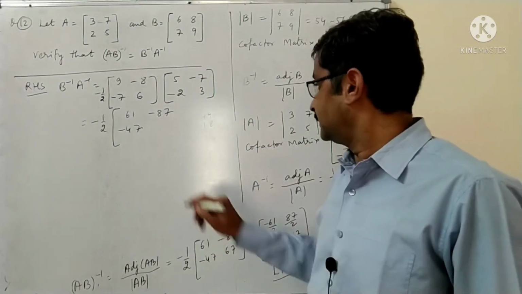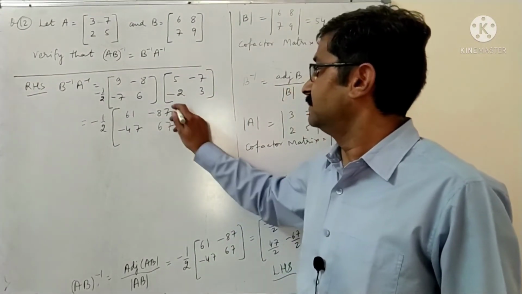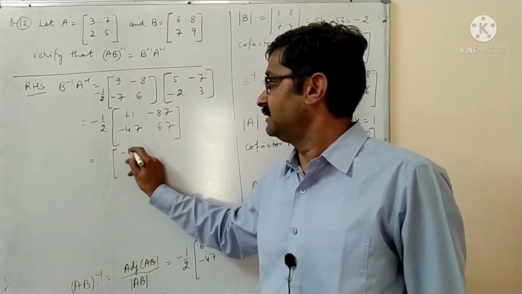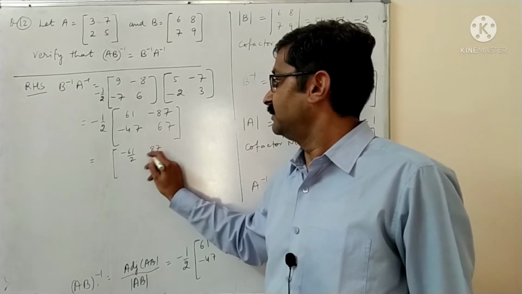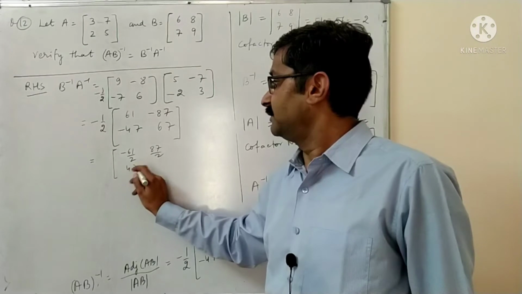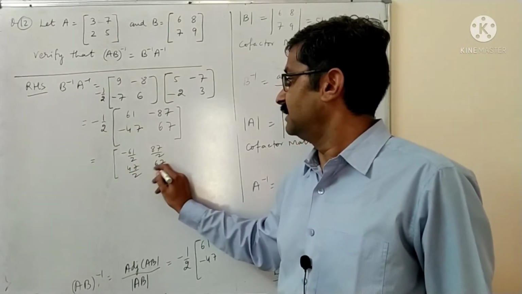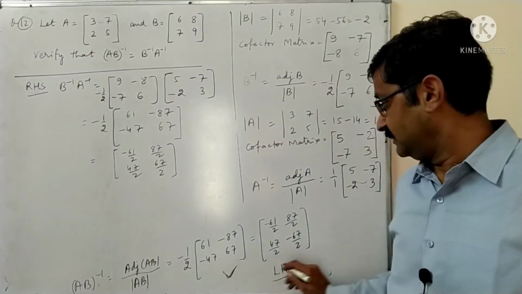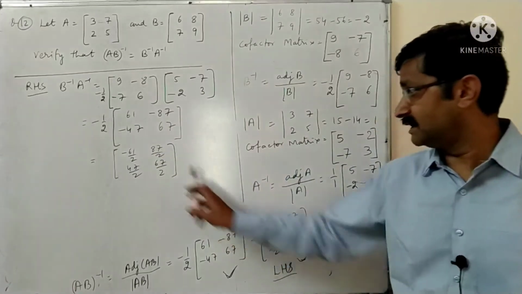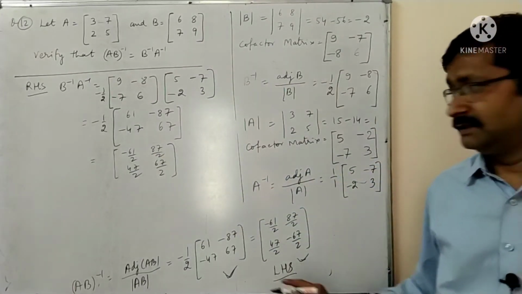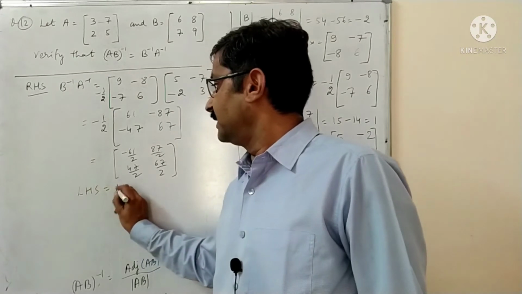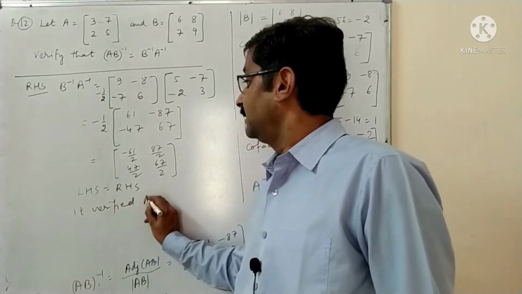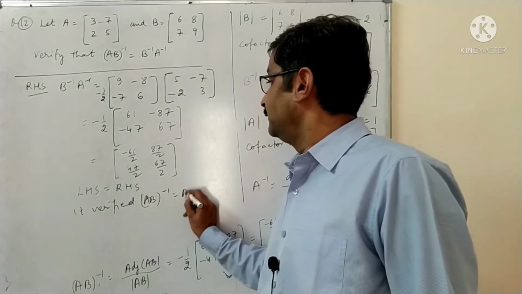This you get here 67. Okay, so this you will multiply by minus 1 upon 2. So we will get here minus 61 upon 2. You get 87 upon 2, and this will be 47 upon 2, and this will be 67 upon 2. Okay, now this is your right hand side, and this is our left hand side. Both you can check, every element you can check, both are equal. Okay, so here left hand side is equal to right hand side. So it is verified. Verified: AB whole inverse equals B inverse A inverse.